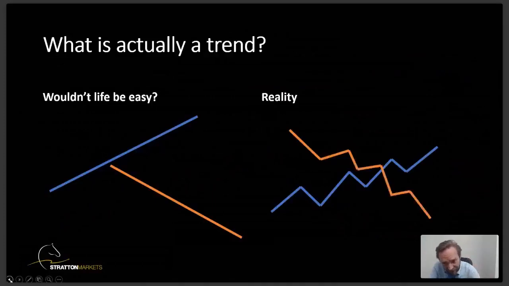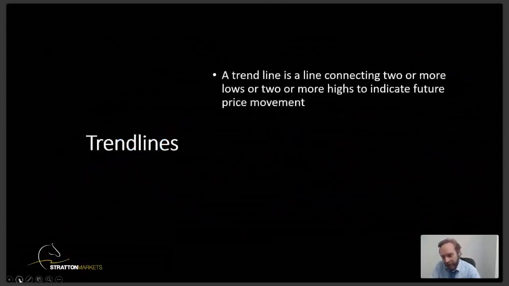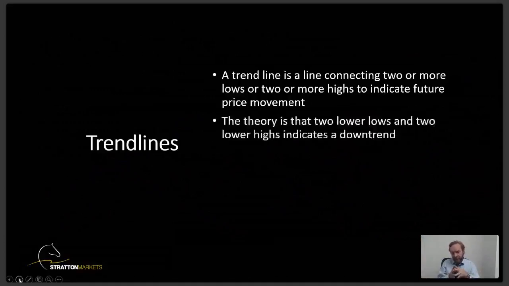So, even if it's going up, down, up, down, we can still identify potential patterns of this nature. When we're identifying patterns or chart patterns, we can often use what's known as trend lines. A trend line is a line connecting two or more lows or two or more highs to indicate future price movement. If we're seeing two lower lows and two lower highs, this is potentially indicating that the asset is on a downtrend.